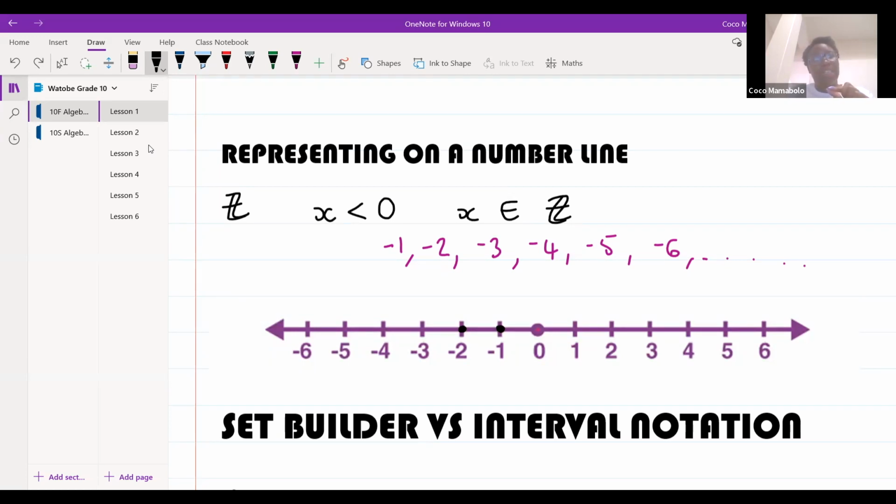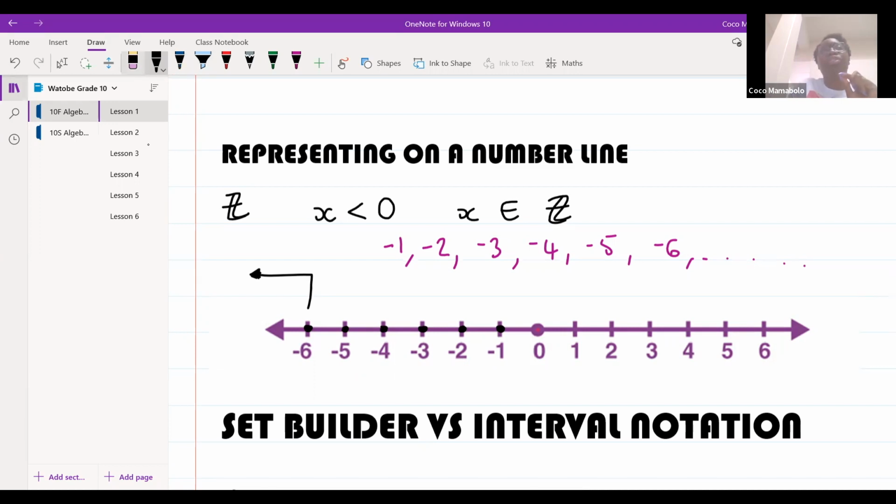So I make a dot at -1, at -2, at -3, -4, and I can keep going, -5, -6. Now, when I get here, I know that the numbers continue. How do I show that these numbers are continuing? I draw an arrow like this and like that. That shows that after -6, we still keep going: -7, -8, -9, -10, keep going in that direction. Okay, and this is how we represent integers on a number line.